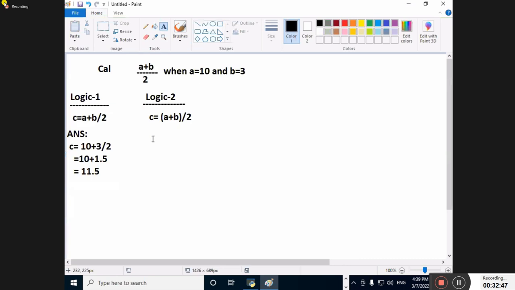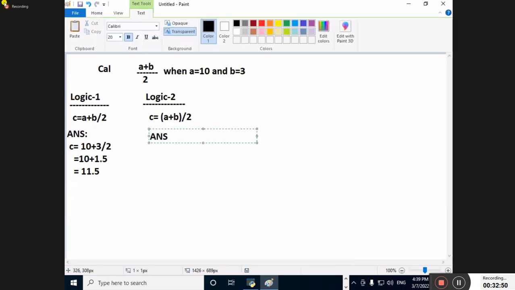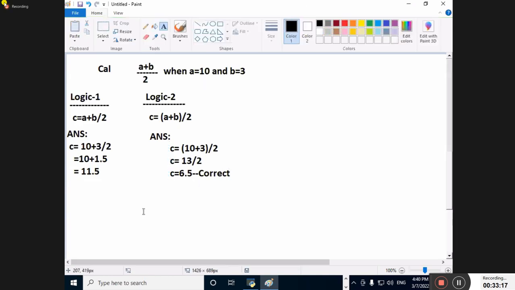Another logic is here. What is the answer here? c = (10 + 3) / 2. That is c = 13 / 2. What is the answer? c is equal to 6.5, which is according to the mathematics representation. According to the mathematics representation, this is correct. Of course, I am not talking about your own logic representation. Each answer is correct by itself, but whether it is correct for the given problem, you need to check.